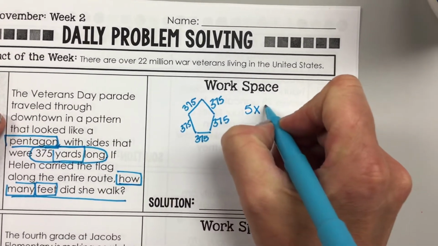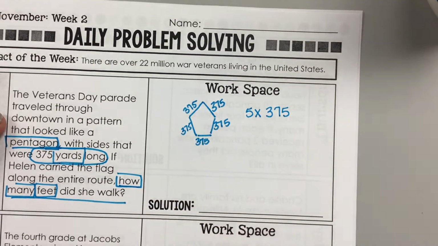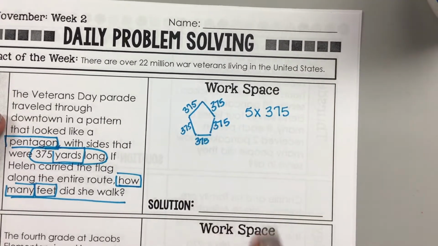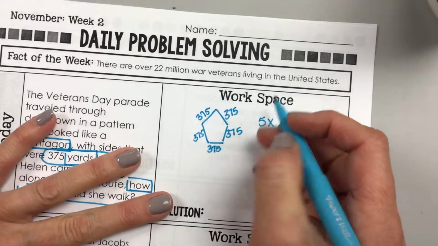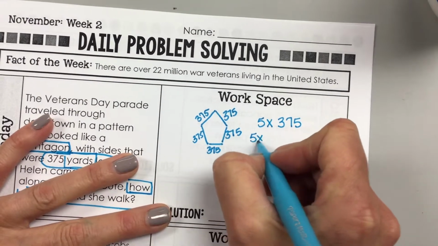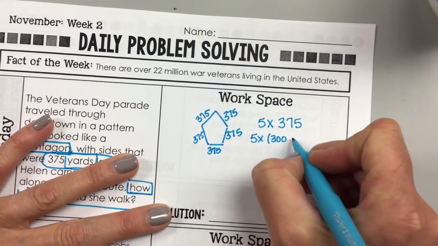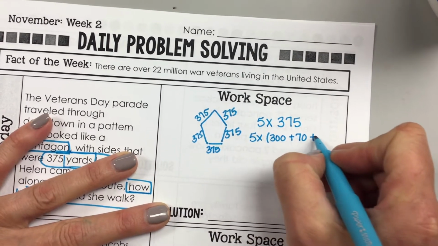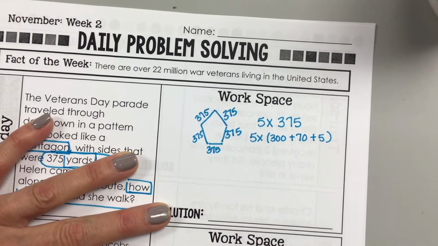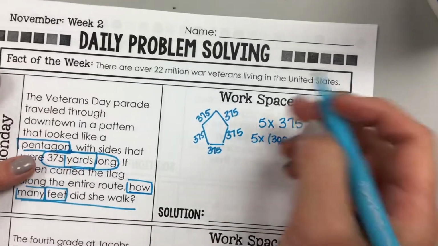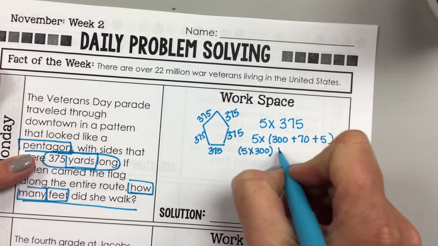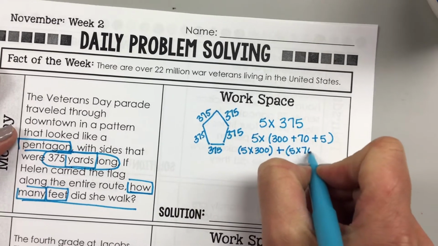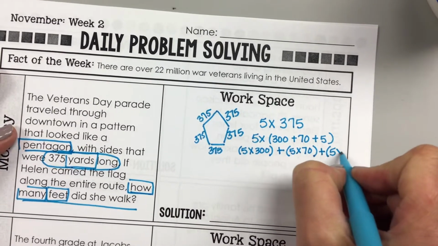5 times 375. Okay, if you did not use the distributive property of multiplication, turn this over and do it back here. Okay, so it's 5 times 300 plus 70 plus 5. Okay, and then do we remember the next step is that you do 5 times 300 and add that to 5 times 70 and add that to 5 times 5.